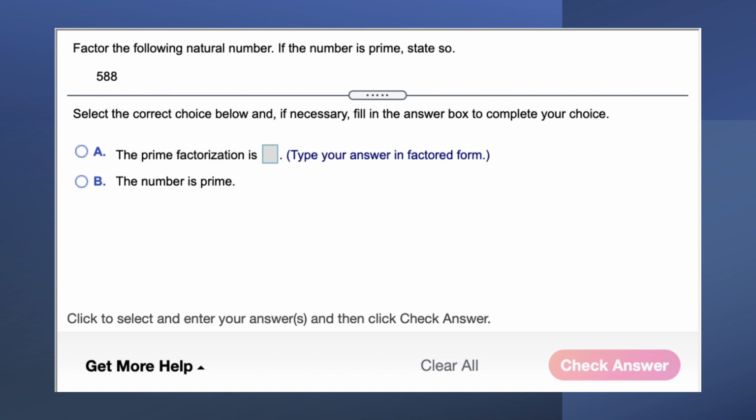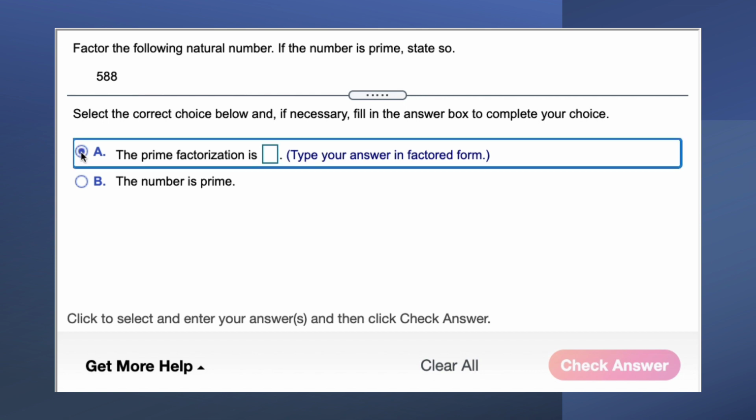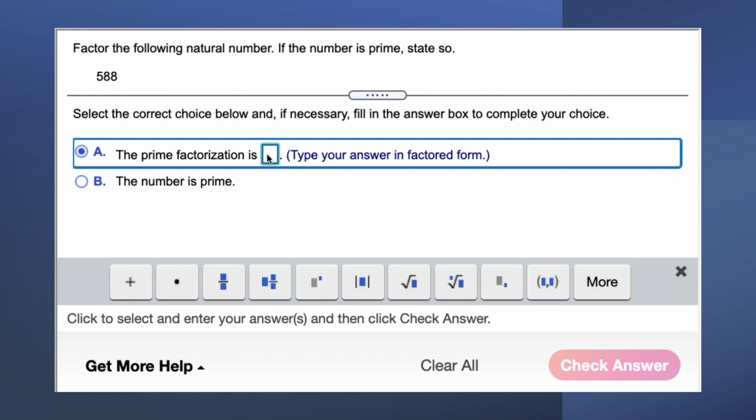Now we're going to type this answer into MyMathLab. To do this, we'll select choice A. That's because there is a prime factorization for this number. Now we're going to put our cursor in the answer box and we'll type in our answer. Our answer is 2 times 2 times 3 times 7 times 7.